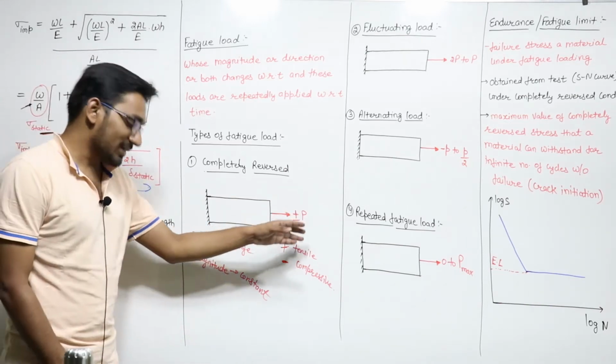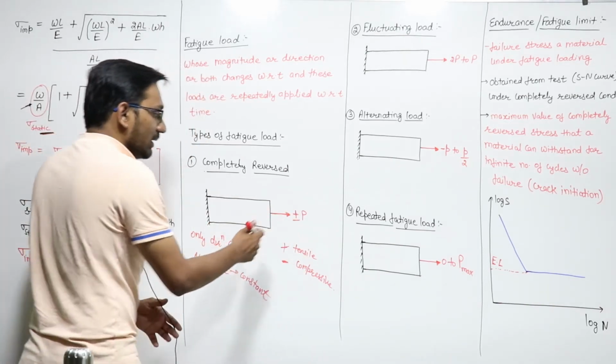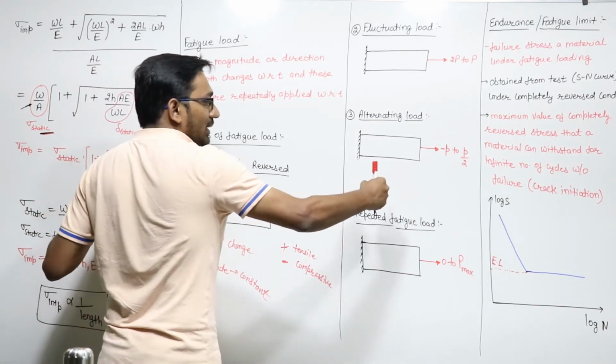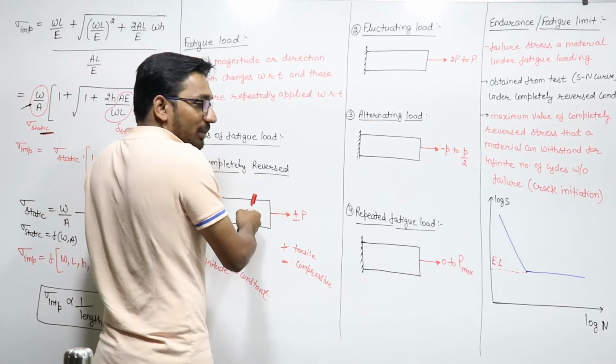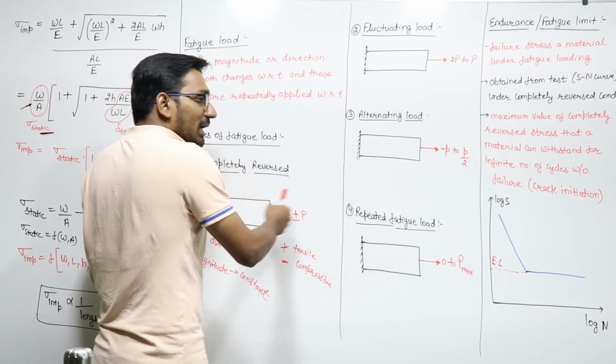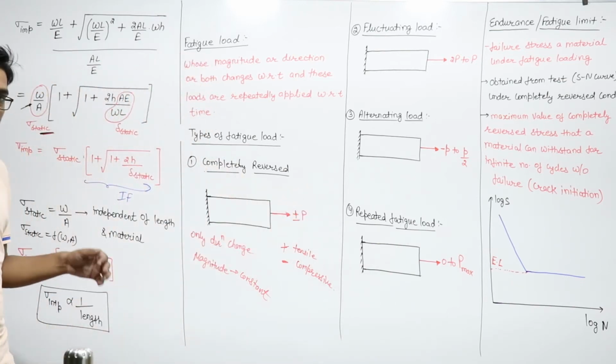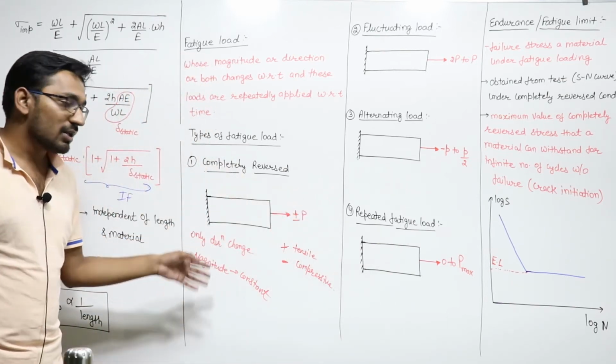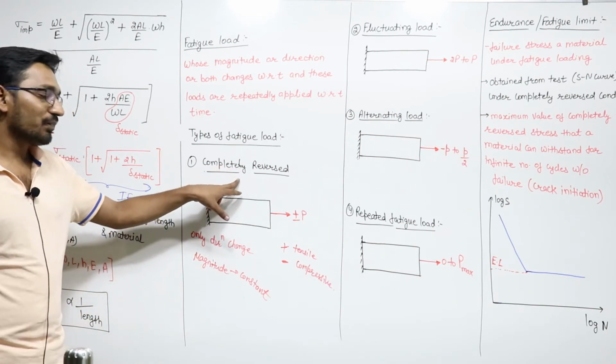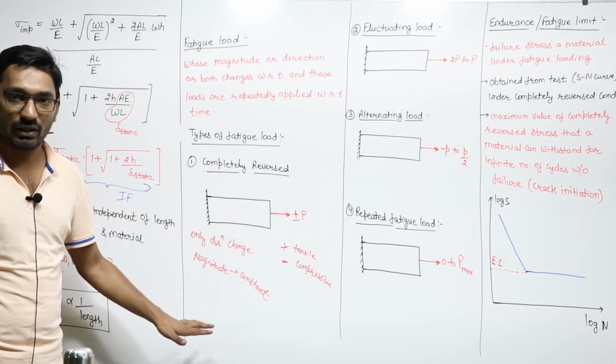Let us say this load is 10 kilonewton. So I am saying 10 kilonewton tensile, 10 kilonewton compressive, and so on. Only the direction is changing, the magnitude remains constant. That type of fatigue loading is completely reversed fatigue loading.